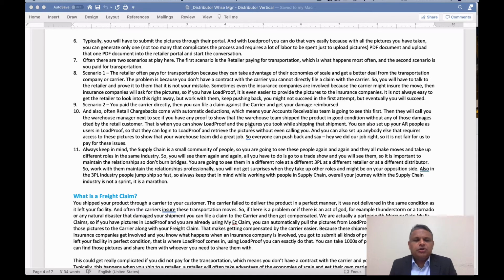Scenario two is, you paid the carrier directly, so you can file a claim directly with the carrier and get your damage reimbursed. Also, often retail chargebacks come with automatic deductions, right? Which means your accounts receivable team is going to see that first. Then they'll call you, the warehouse manager, next to see if you have any proof to show that the warehouse team shipped the product in good condition without any of those damages cited by the retail customer. That's when you can show LoadProof and the pictures you took while shipping that shipment.